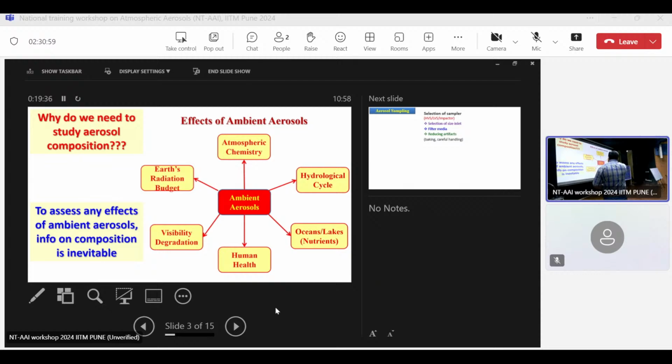To assess any effect of ambient aerosol, you have to know the chemical composition. In addition, if you want to say too much pollution is there, you have to identify the sources. For source identification, you have to measure the composition. Once you know the composition, you know which source is supplying, and then you can plan the mitigation strategy to focus on those particular sources. Okay.